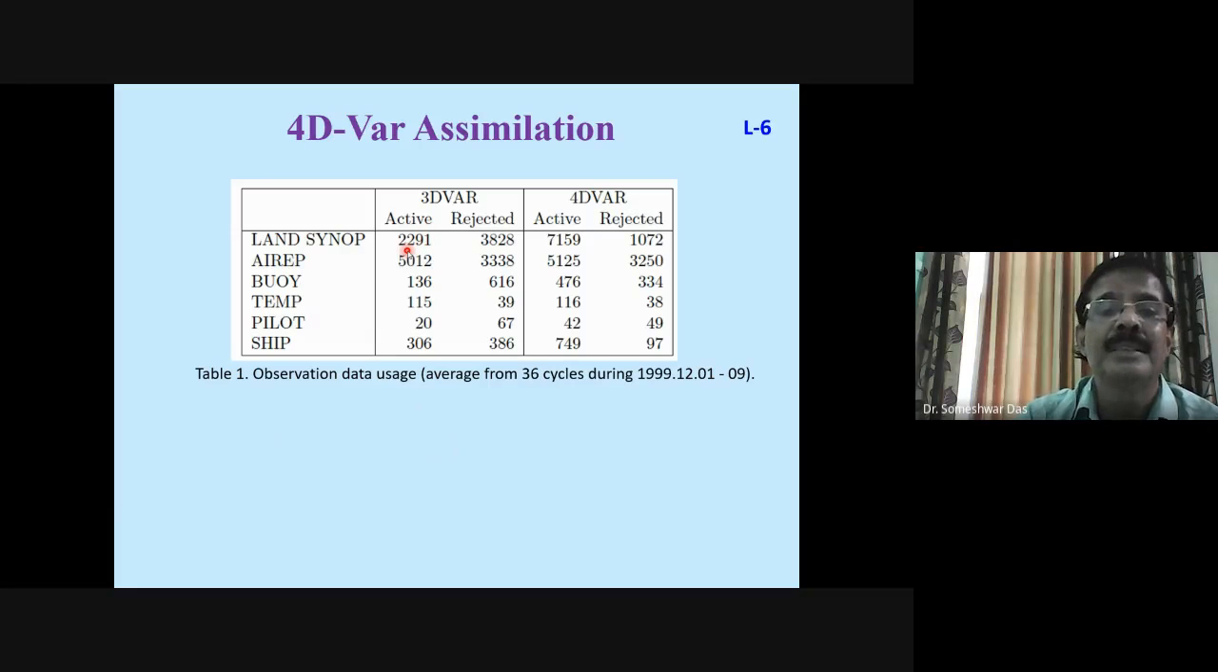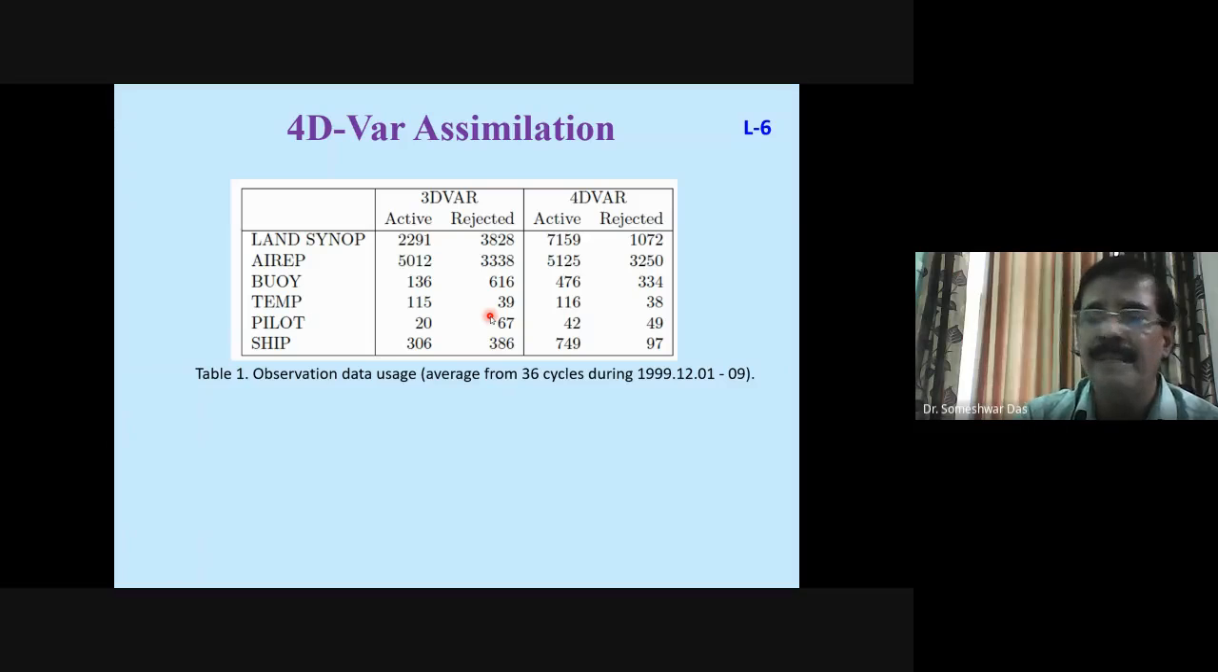See? Similarly, for AIREPs also, there is a lot of rejection, 3,000 rejected. And of course, here 5,000 are used. Now, in buoy also a lot of rejection, 616 buoy observations were rejected and only 136 were accepted. Similarly for the TEMP observations, for the pilot balloon, for the ship, and so on. So people found that so much data is getting rejected and is not utilized in real-time forecasting. In the past, in climatology mode, of course, even the rejected data is analyzed and corrected and utilized for the reanalysis.